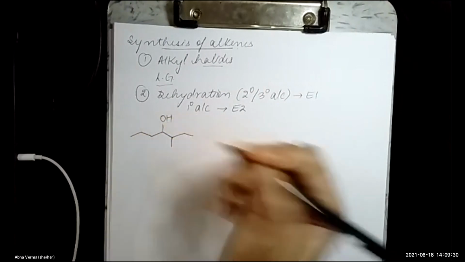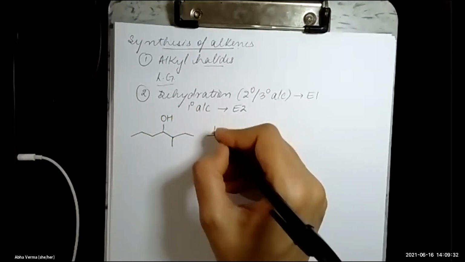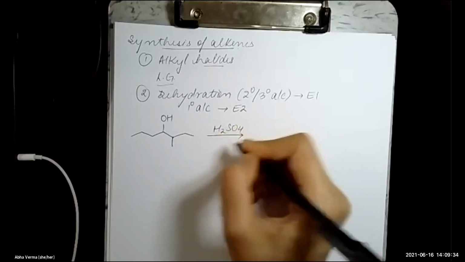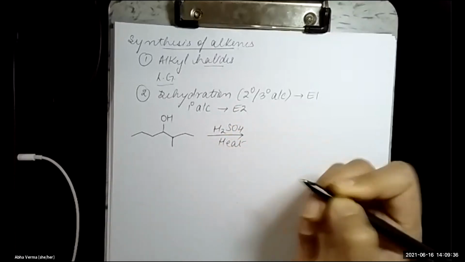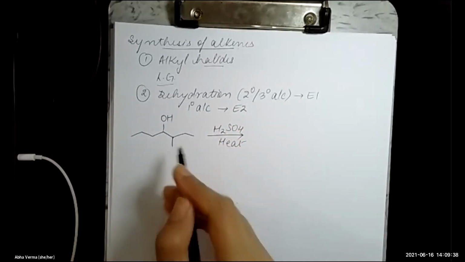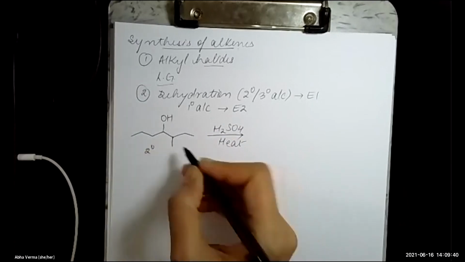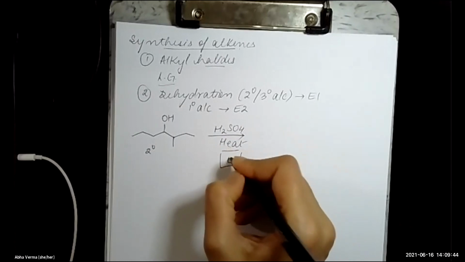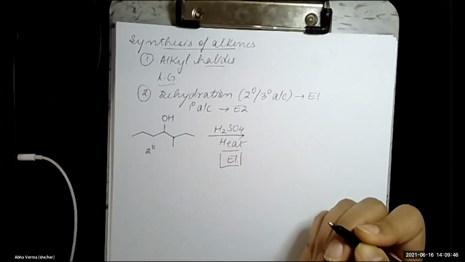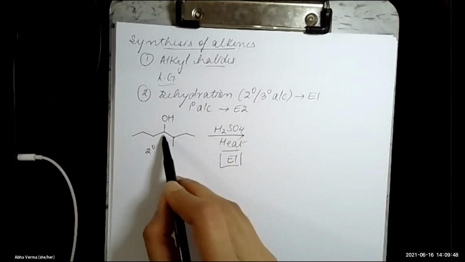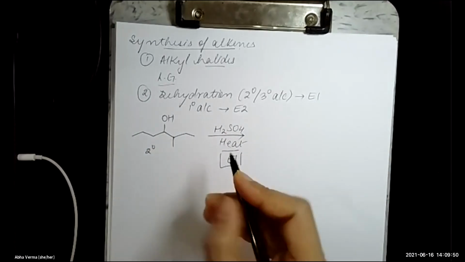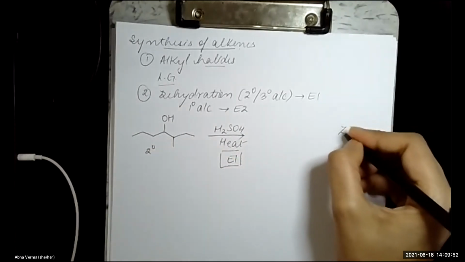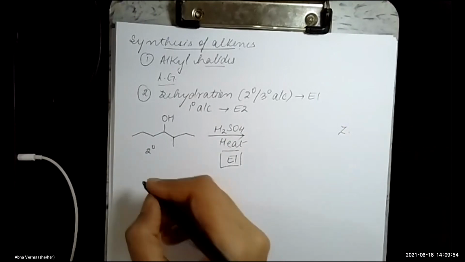So for example, if I have a structure like this, I have H2SO4 and heat. What kind of an alcohol is this? It is a secondary alcohol. What kind of an elimination will I get? I will definitely get my E1. Where will the double bond form? A Zaitsev product will form.